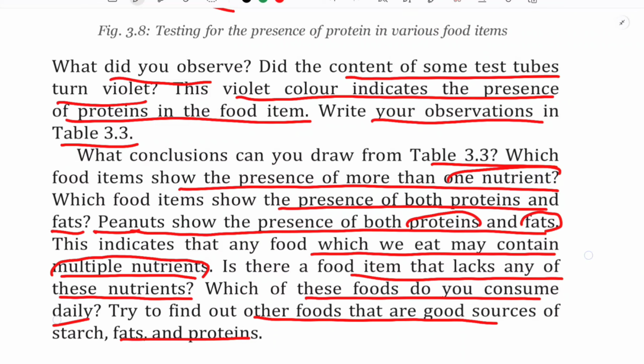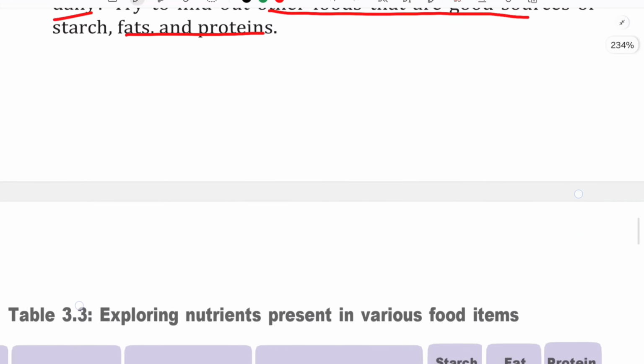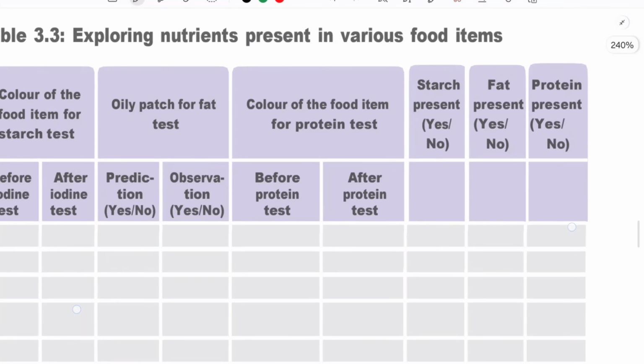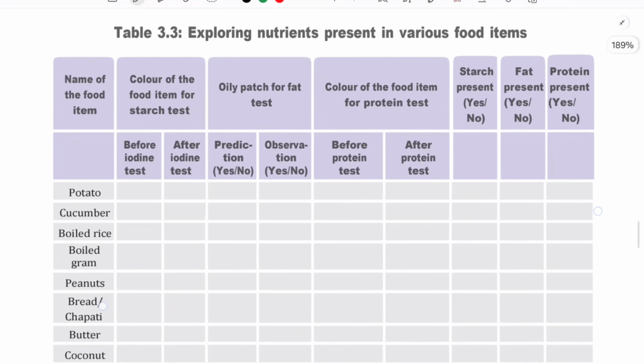Although it is not possible for us to practically do the test, I'll give you the answer here. You can also try on your own and find other good sources of fats, proteins and starch. So this is the table here, so let us fill it up.